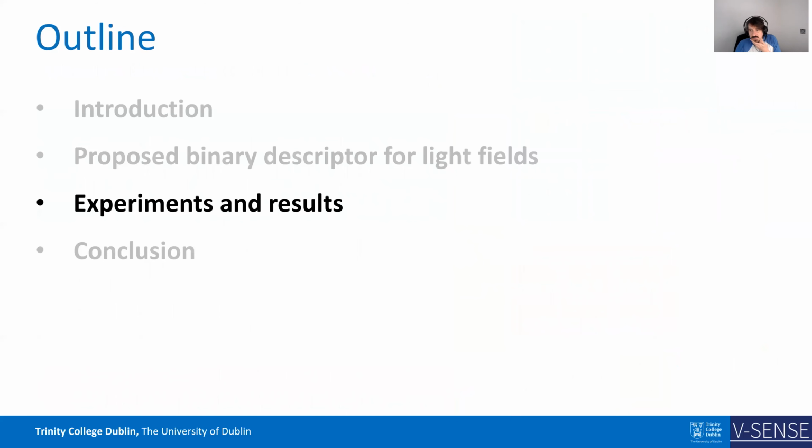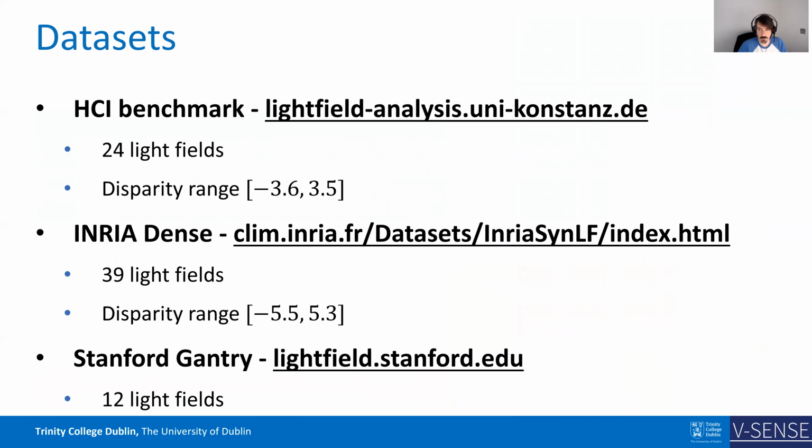So now that we have seen how to compute the proposed SABOM descriptor and how to use it for disparity estimation, I'm going to present our experimental results. In our experiments, we use 2 synthetic datasets from the HCI benchmark and the INRIA dense dataset, which provide ground truth disparity maps, so we can compute quantitative results. And we also use the Stanford gantry dataset for qualitative evaluation.